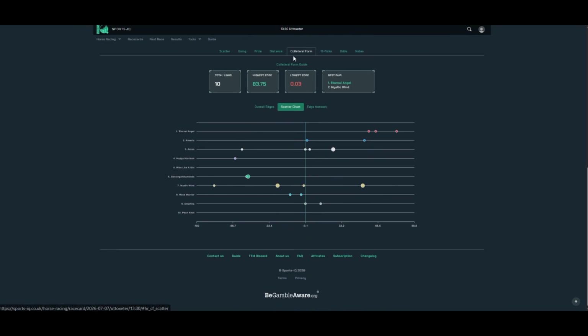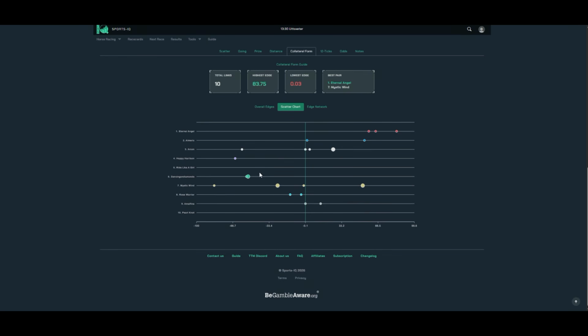Moving to the scatter chart, now let's break the overall numbers apart. Instead of seeing one score for each horse, every dot represents one individual collateral relationship. Look at Eternal Angel. Every single dot sits well in positive territory. That's exactly what you want to see. The overall score isn't relying on freakishly large edges, it's supported by several independent pieces of evidence, all pointing in the same direction. That's a really healthy profile.